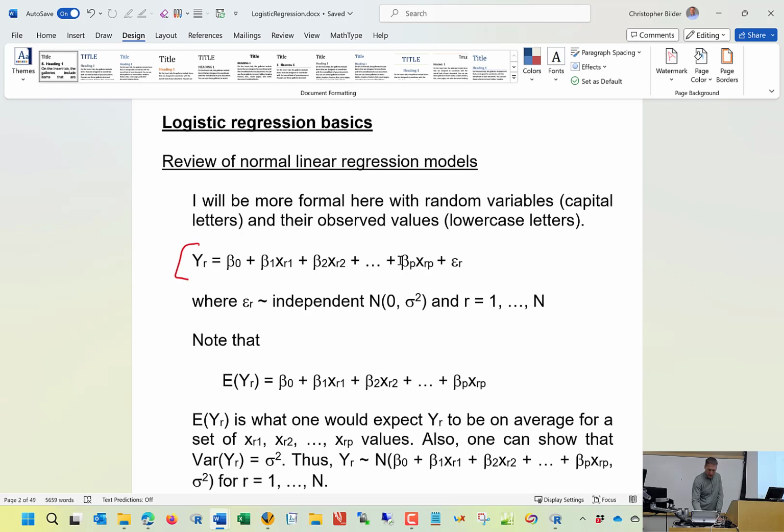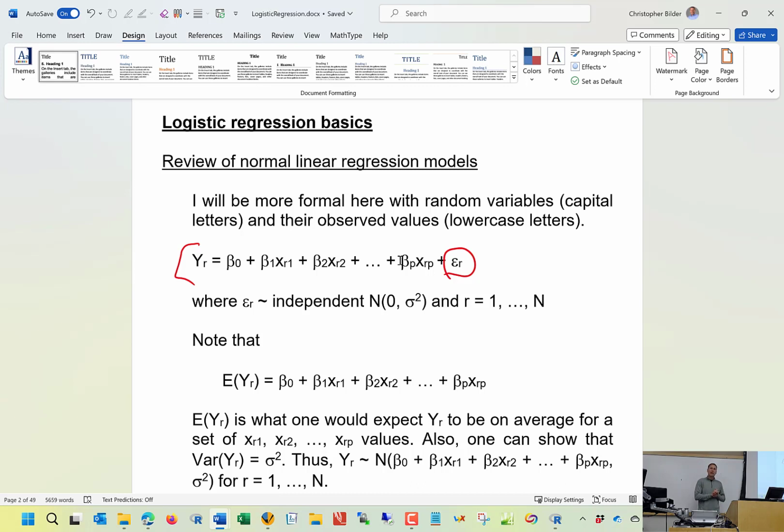So just to review regular old regression, so we can relate it to that, here's a regular old regression model. We have y as our dependent variable. The subscript r corresponds to the observation number. We have a linear combination of regression parameters denoted by the betas and independent variables, explanatory variables, covariates, whatever you want to call them, that are denoted by the x's. At the very end, we have an error term denoted by epsilon.